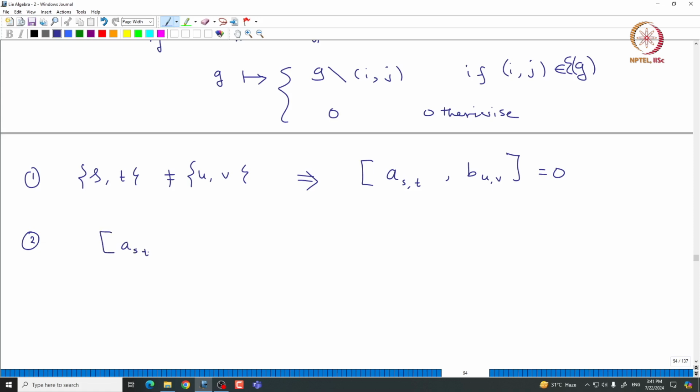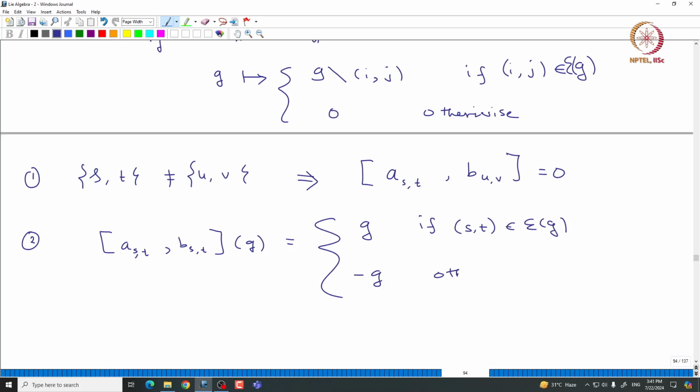If you compute the commutator [A_ST, B_ST] on any given graph G, then you can prove that it is going to give exactly G if ST is an edge. Otherwise, it is going to give minus G. So, it is not going to change it too much. Whenever ST is an edge, it is going to give you G, otherwise it is going to give minus G. So, these two things are very easy computations. I will leave it to you.